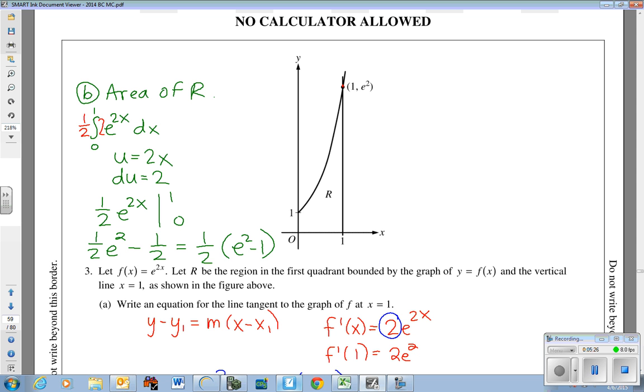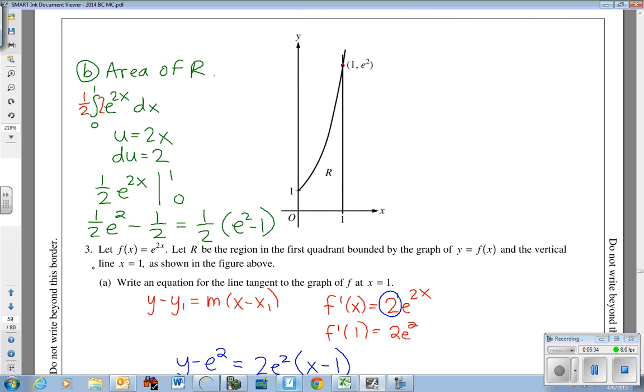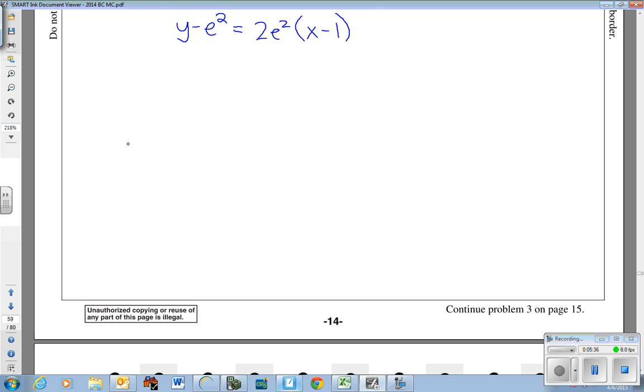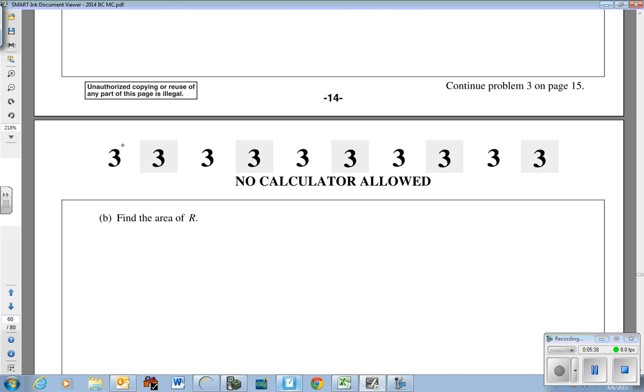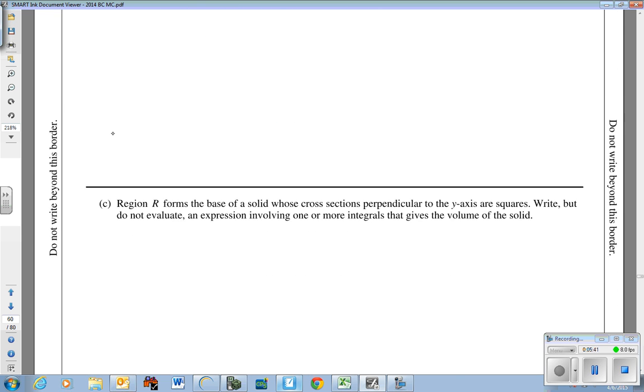If you can remember the difference between chain rule and U substitution, which are just opposites of each other, then you're in great shape. All right, third part says region R forms the base of a solid whose cross sections perpendicular to the y-axis are squares. Write but do not evaluate an expression involving one or more integrals that gives the volume.